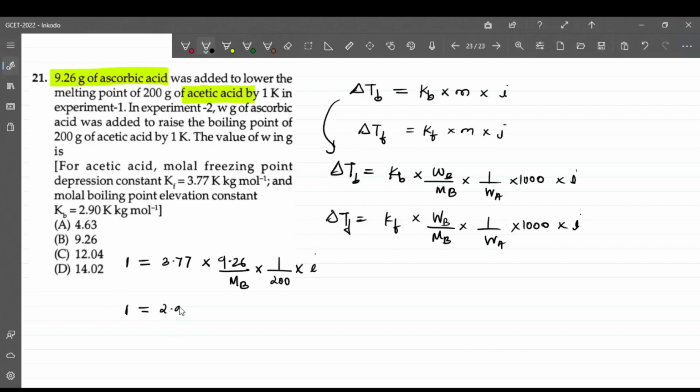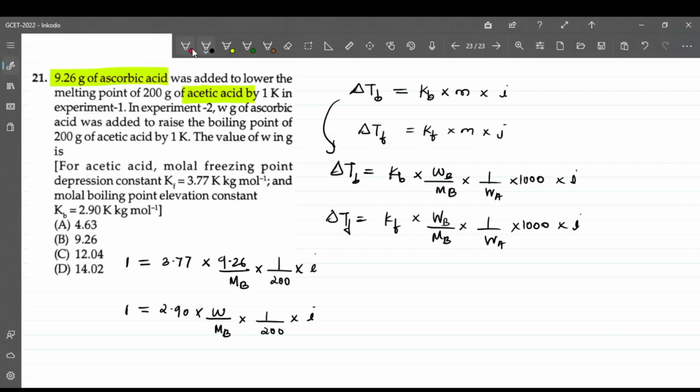This is 2.90, and this is W gram, right? We don't know this. So W gram, we'll write with the ascorbic acid molar mass this way, and this is 200 gram into i. If we equate this, this is also equal to 1, this is also equal to 1. So I am equating this.